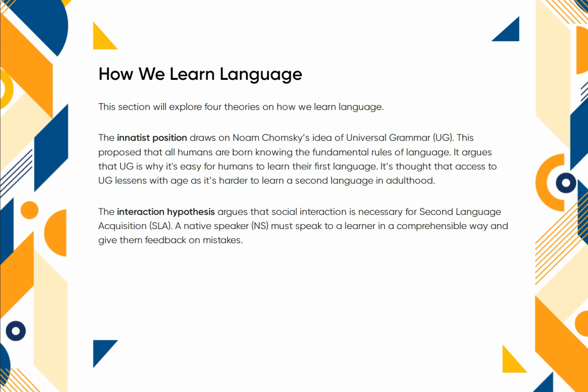The interaction hypothesis argues that social interaction is necessary for second language acquisition, SLA. A native speaker, NS, must speak to a learner in a comprehensible way and give them feedback on mistakes.